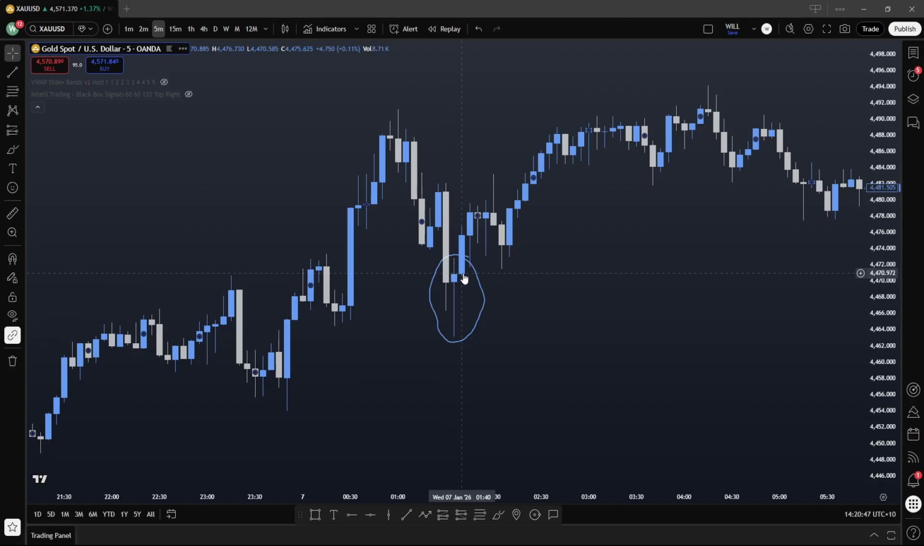Next candle, open. See how the open of that candle is at the bottom, close is at the top, etc. Now the close is at the top because it's a bullish candle. Now the open is at the top because it's a bearish candle.